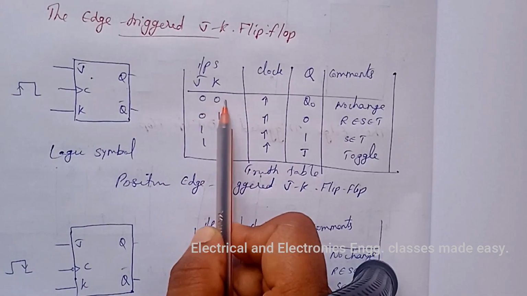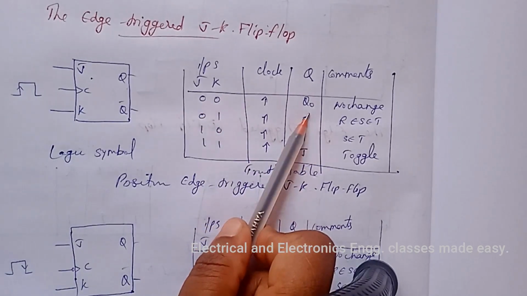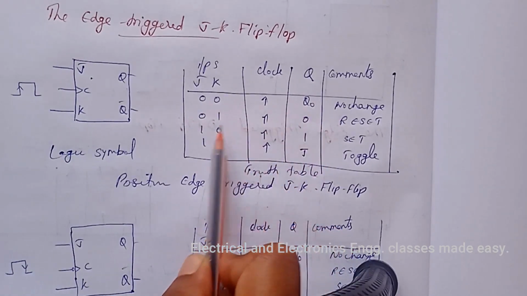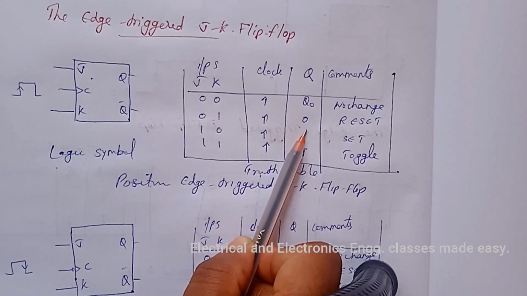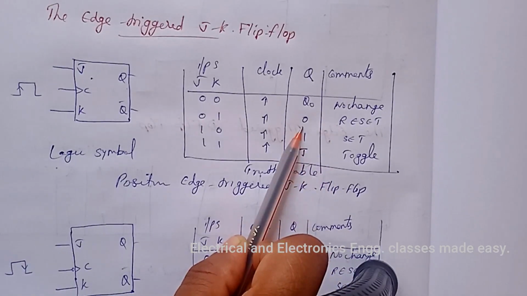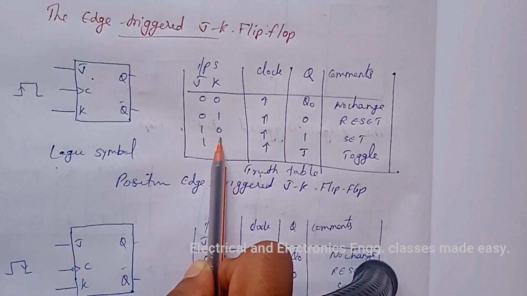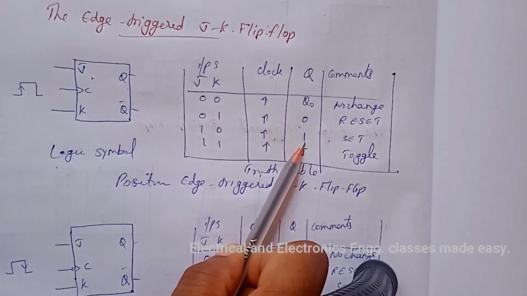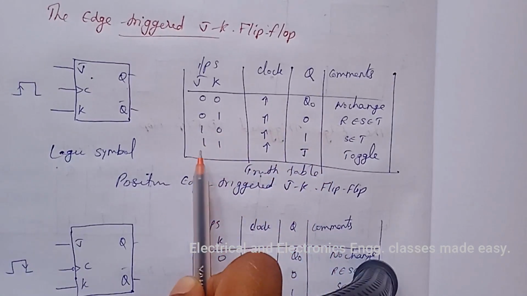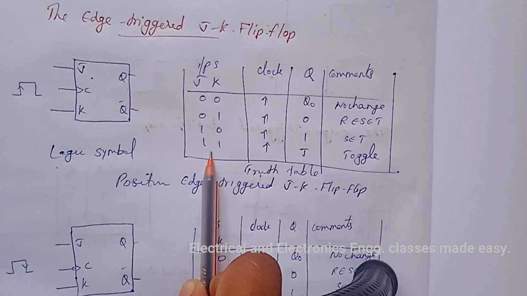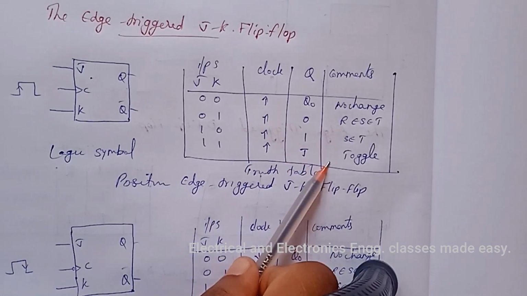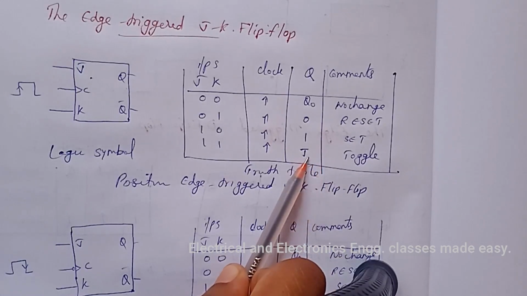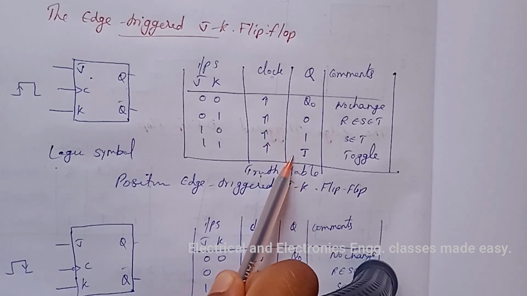So here, when both the inputs are 0, then no change to the output. When J is 0 and K is 1, then the output is reset, that is Q is equal to 0. When J is 1 and K is 0, then Q is 1, that is set state. And when J and K both the inputs are 1, then Q is Q-bar, that means toggle. Toggle means the output goes to the opposite state of the previous output.